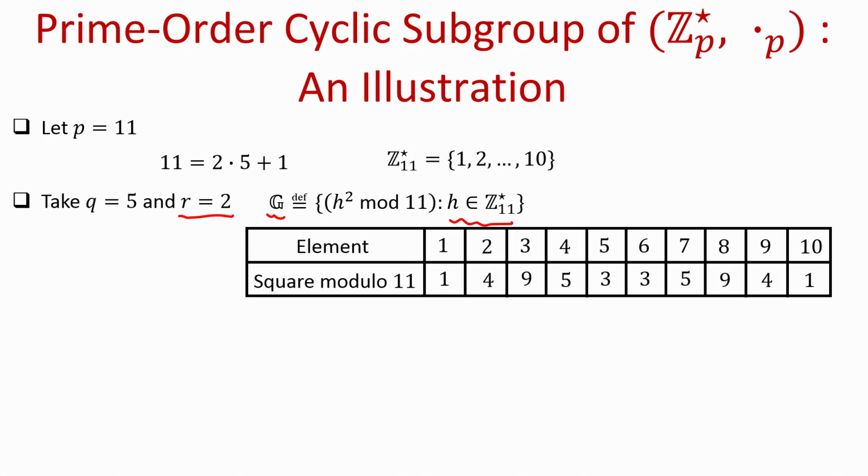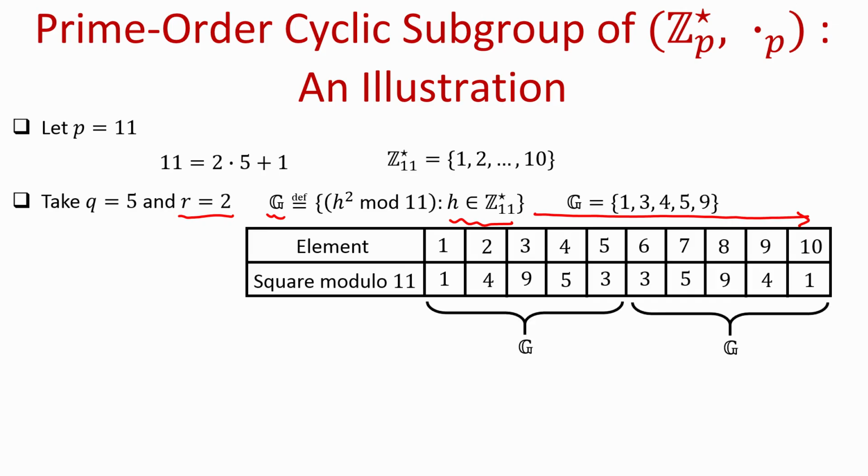What I have done in this table is I have taken all the elements from the set Z11 star and the resultant squares, and if I take the resultant squares I obtain my set G, namely my set G consists of the elements 1, 3, 4, 5, 9. And you can see in these tables that under the squares the elements 1, 3, 4, 5, 9 are repeated twice. So, 1 square gives me 1 and so does 10 square, 2 square gives me 4 and so does 9 square, 3 square gives me 9 and 8 square gives me 9 and so on.